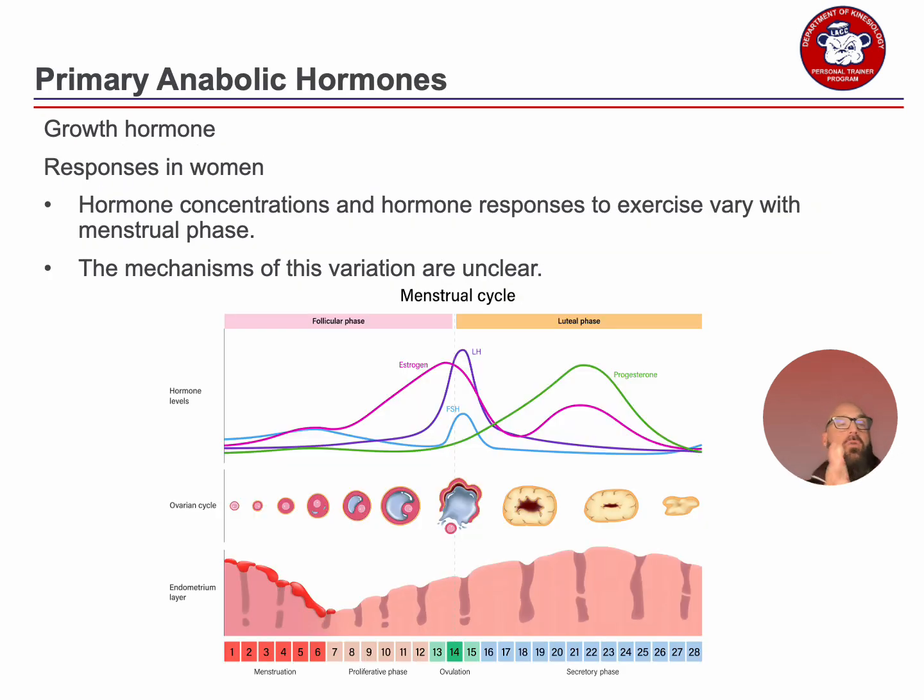All right, so growth hormone responses in women, this is a really critical component because hormone concentrations and hormone responses to exercise vary with menstrual phase. Women, when they're going through having their period and they're basically getting rid of the lining of the uterus, there's a period after that where you've gotten rid of it and you have a new lining that's been built and ready to go.